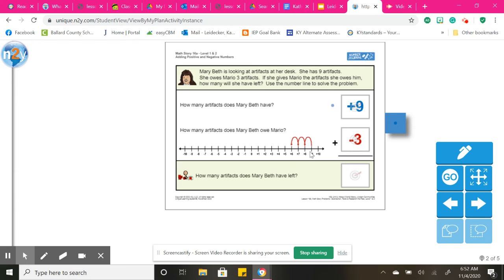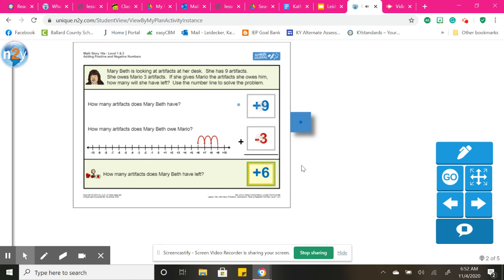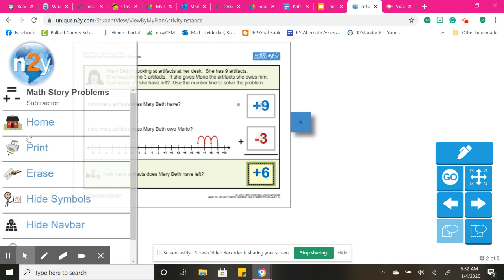This number line is here to help them. So they're starting at 9. She has 9 artifacts. She owes Mario 3 artifacts. If she gives Mario the artifacts she owes him, how many will she have left? Use the number line to solve the problem. So we're starting at 9 and we're subtracting 3 that she owes him. So how many would she have left? Would be 6. It said the number to me, it highlighted it green, and it binged, which is correct. So back to home.